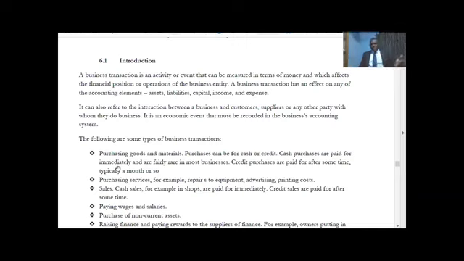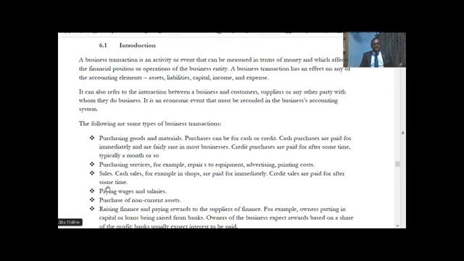Now, the following are typical examples of business transactions. Let's look at them. 1, purchasing goods and materials. Purchases can be made for cash or credit. Now, a business enterprise who is into buying and selling, for example, can go to a supplier, buy the goods, pay cash, and also come and sell. Or they can have an agreement with the supplier to give them the goods on credit and pay later.